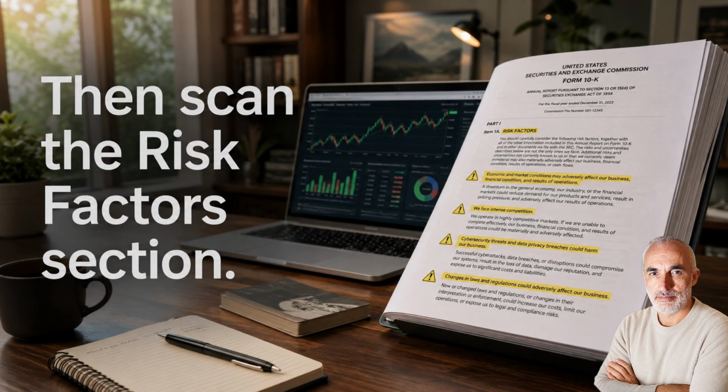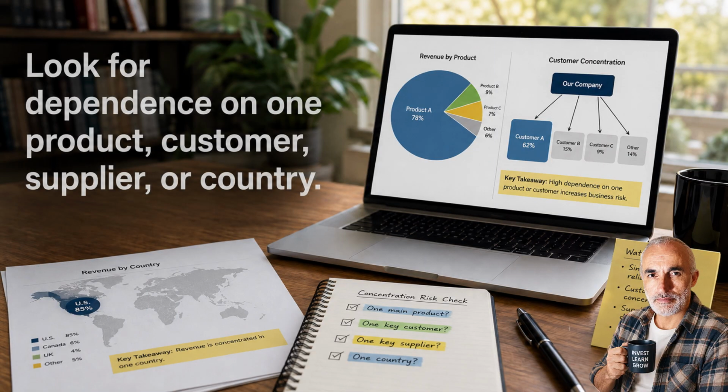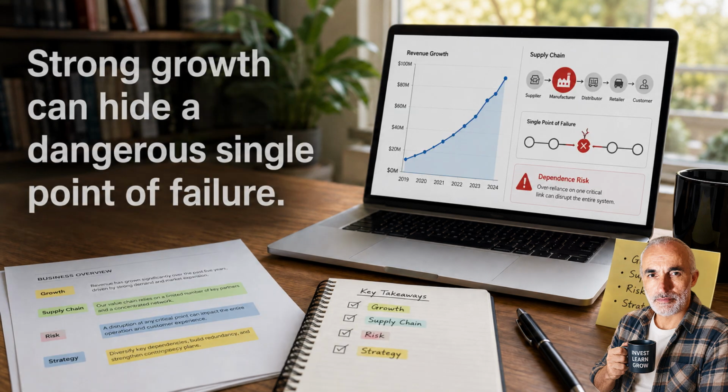Then scan the risk factors section. Look for dependence on one product, customer, supplier, or country. Strong growth can hide a dangerous single point of failure.